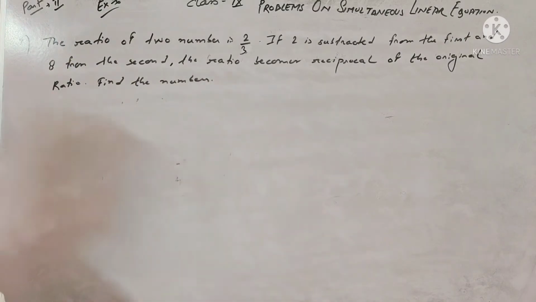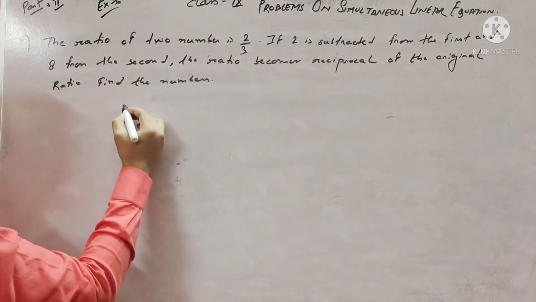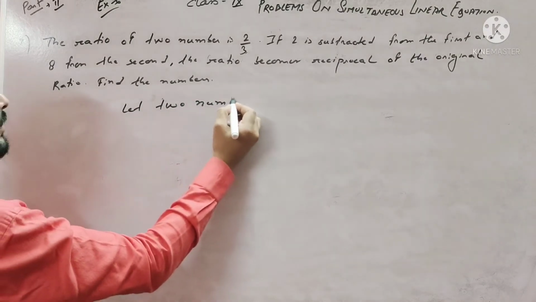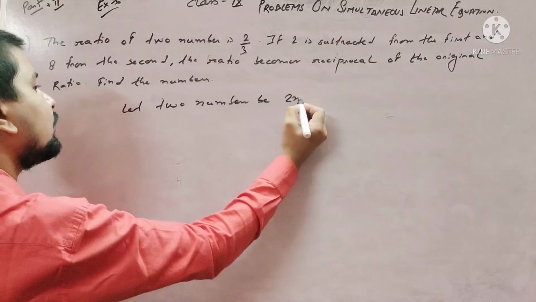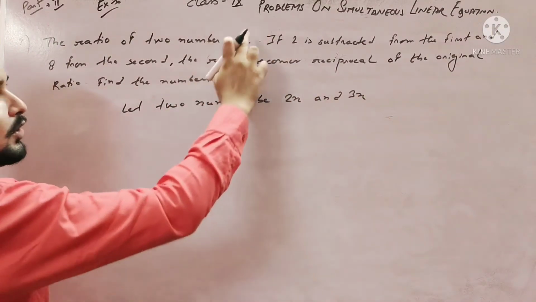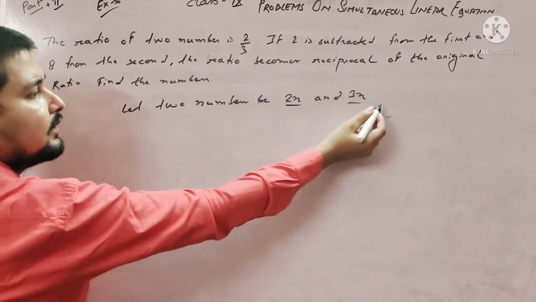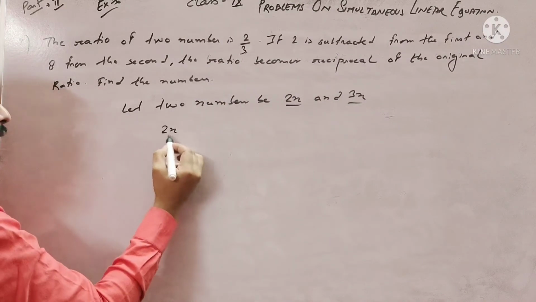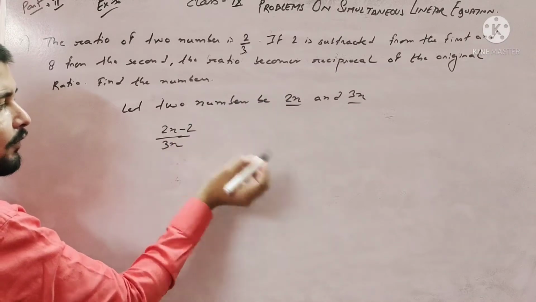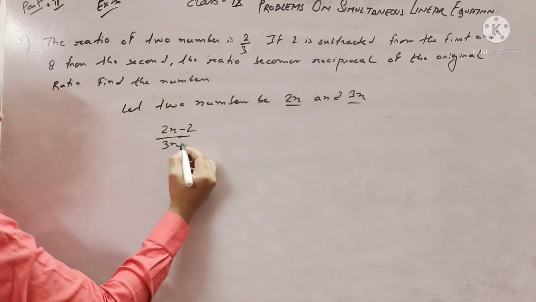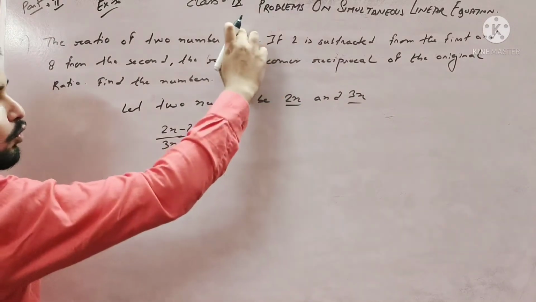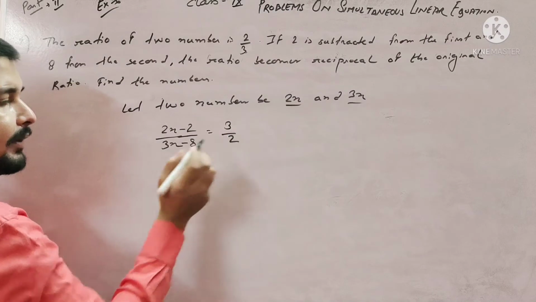Find the original numbers. Okay, so let the two numbers be 2x and 3x, because the ratio is given in this form. If 2 is subtracted from the first and 8 is subtracted from the second, the ratio becomes reciprocal, that is 2 by 3 is converted to 3 by 2.